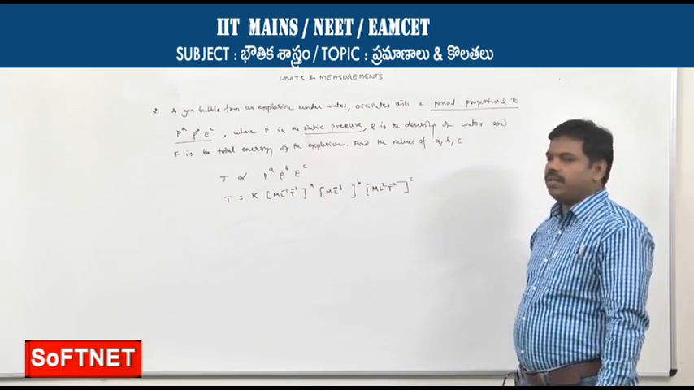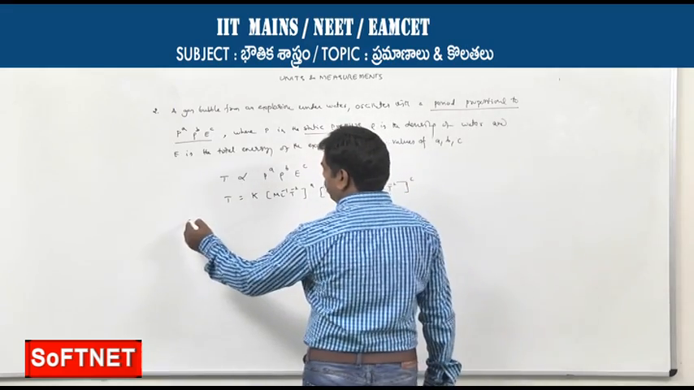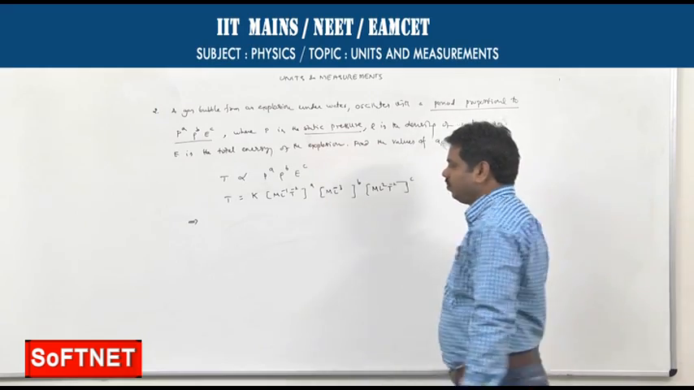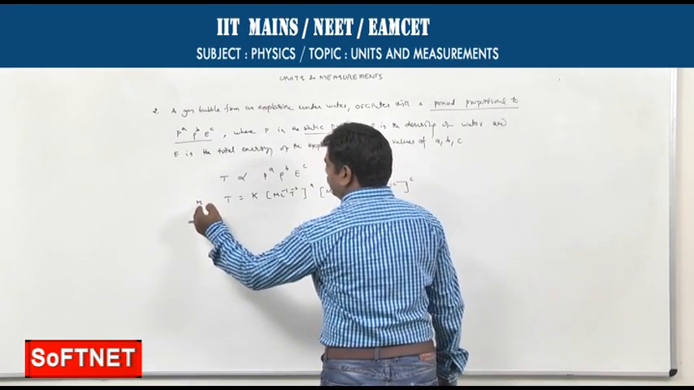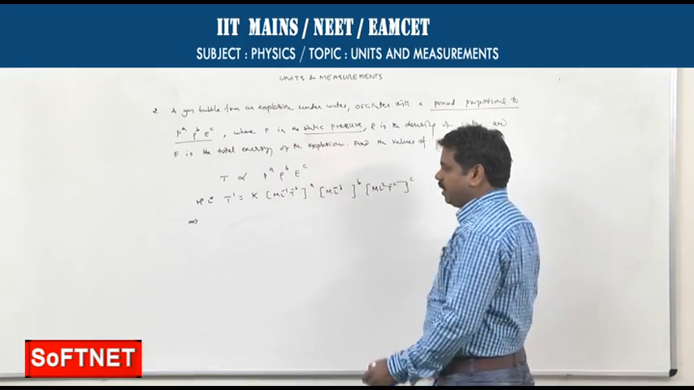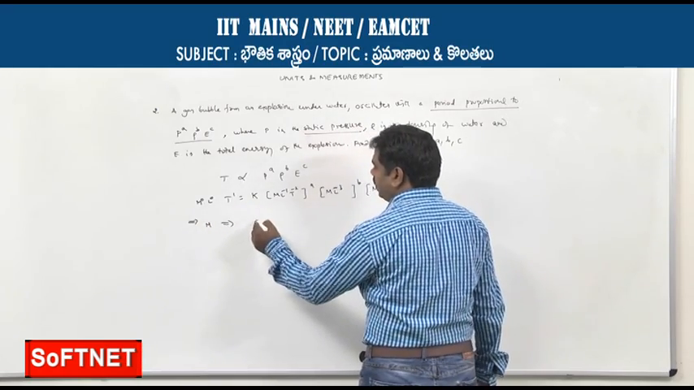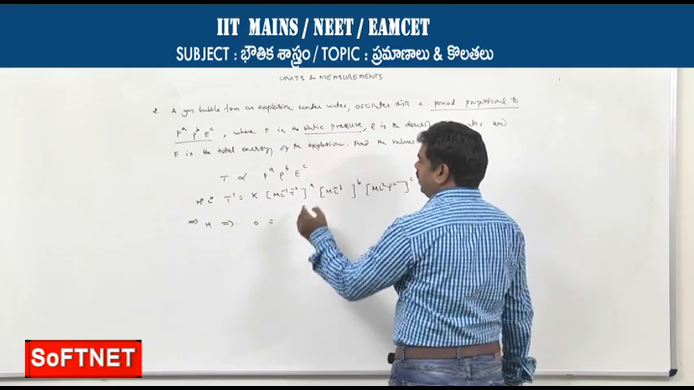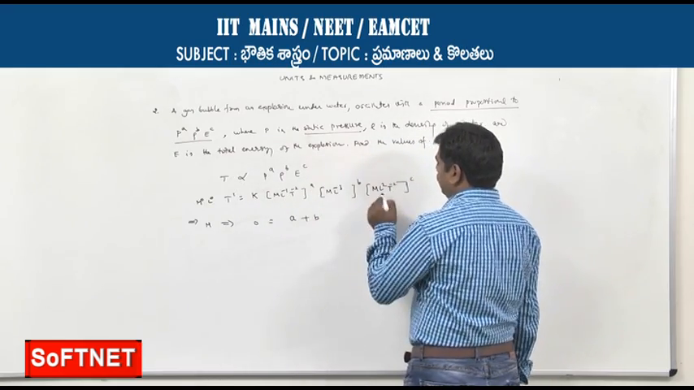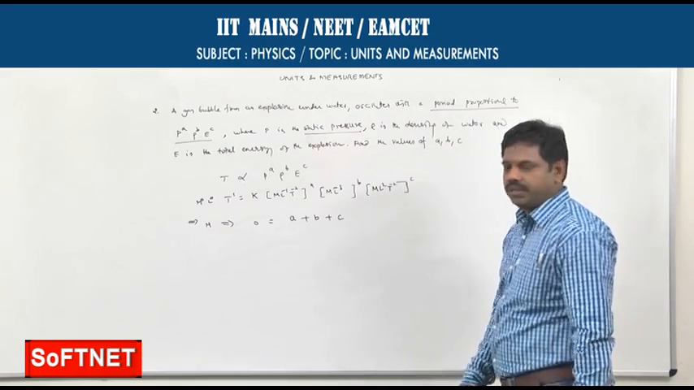To find out the values of a, b and c, we simply have to compare the powers of M, L, T on both sides. Here M is not there, so that is M power 0, L power 0, T power 1. Now compare the powers of M. The left hand side is 0, the right hand side is M power a plus M power b plus M power c. So a plus b plus c is equal to 0.